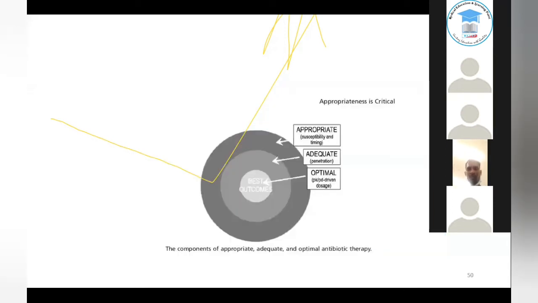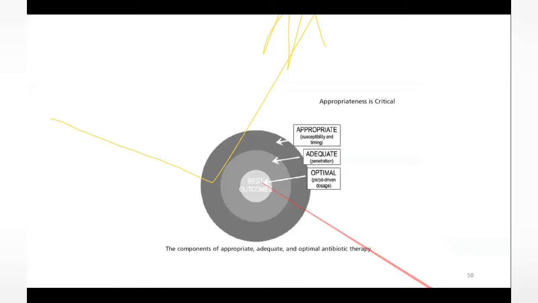Now, when we select an antimicrobial for a particular infection, the selection should be very appropriate based on the susceptibility test result and timing. The particular antimicrobial against the particular infection should be adequate. As said before, it should be able to penetrate at the site of the infection. Third, it should be optimal. The antibiotic selected should satisfy the pharmacokinetic and pharmacodynamic parameters.